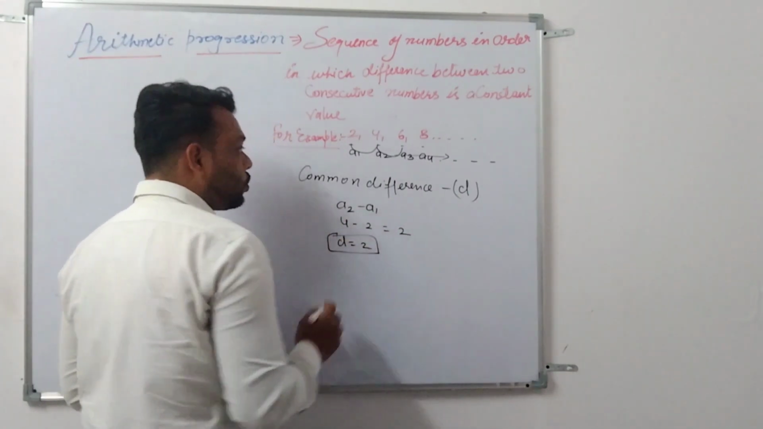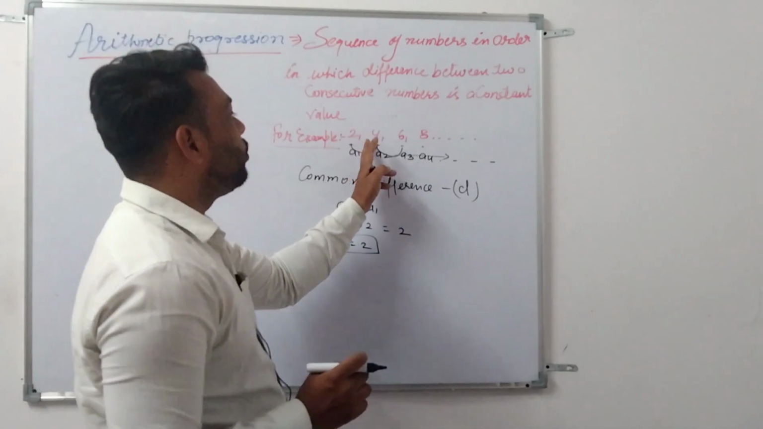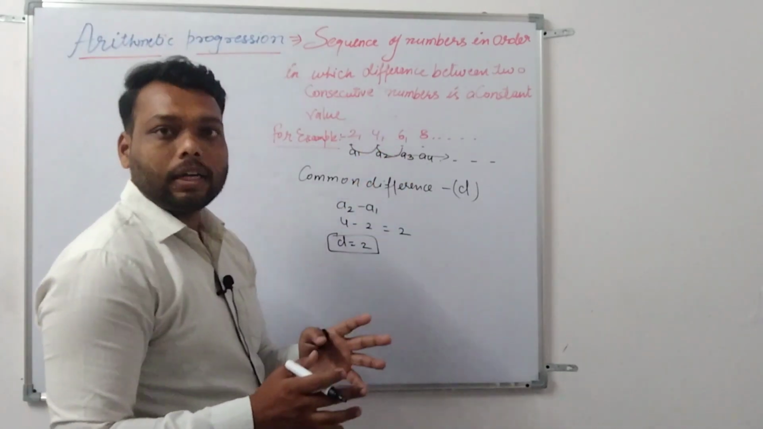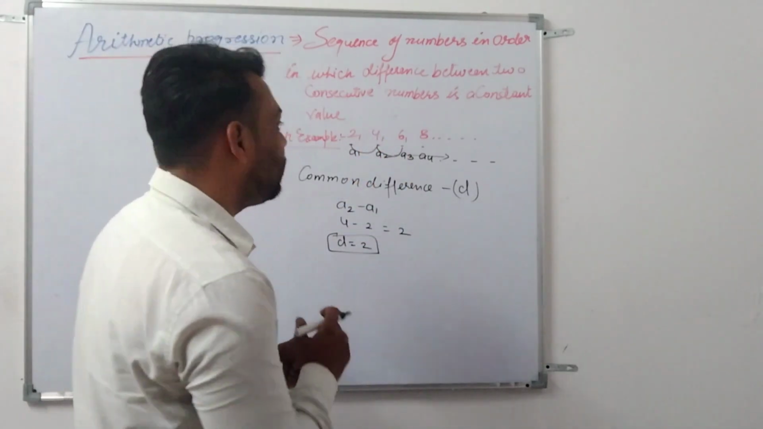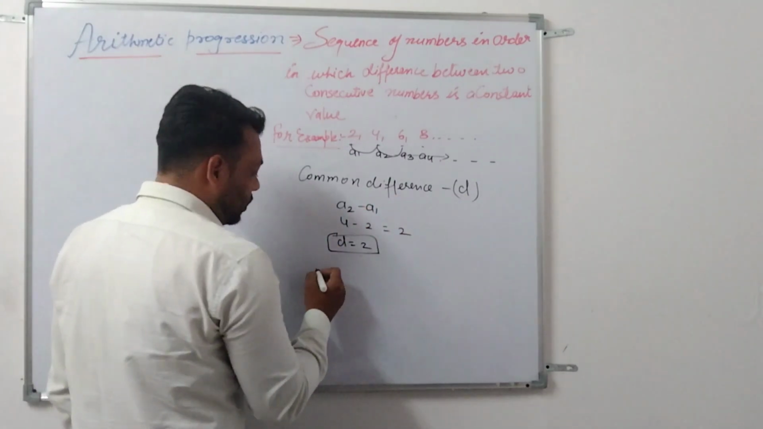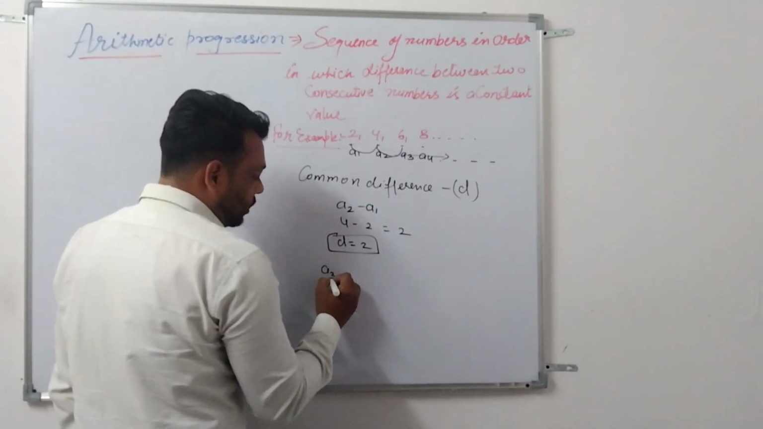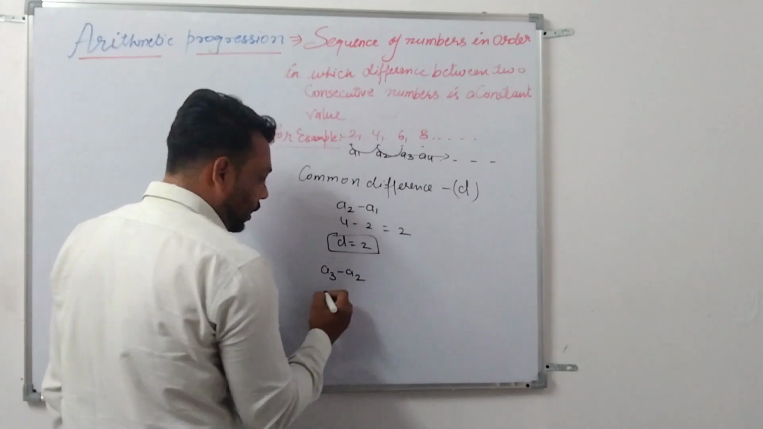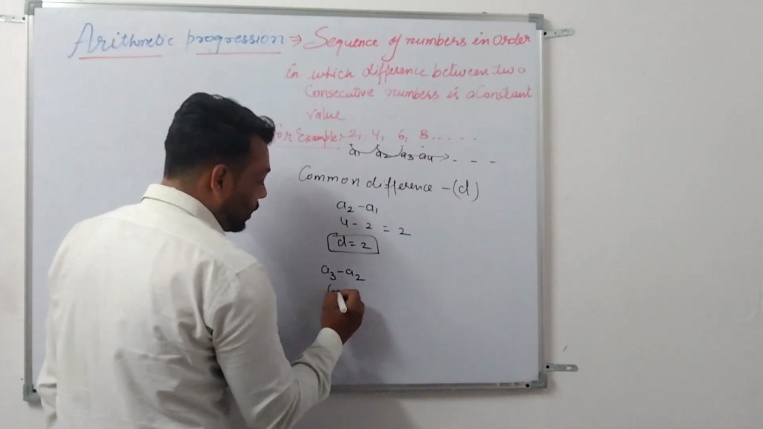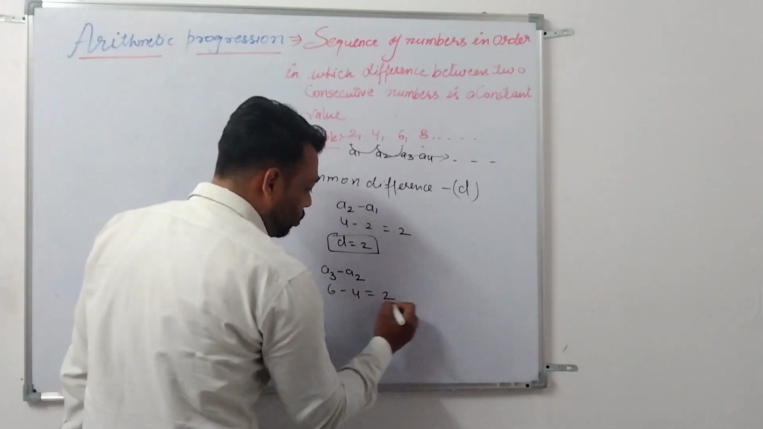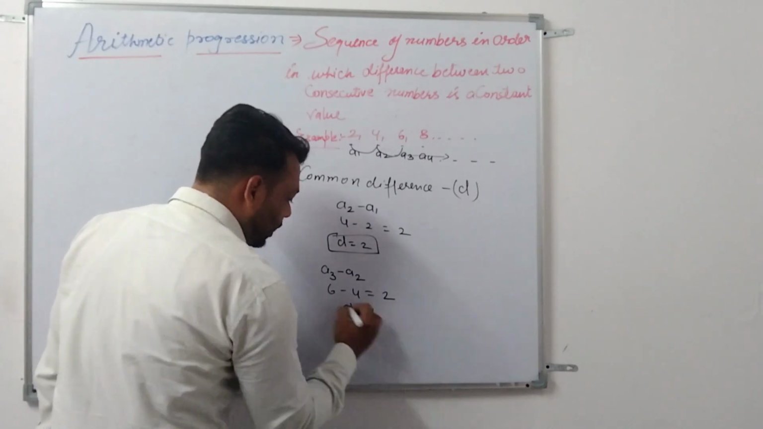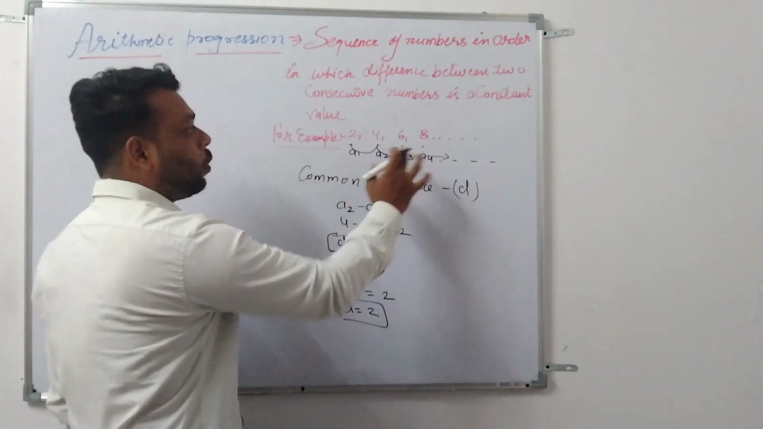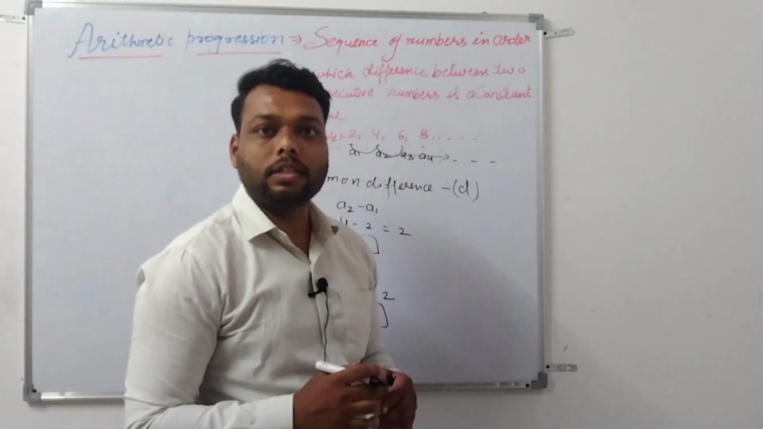We have found it. Now let us check that the differences are equal, that is, the common difference is equal across the whole interval. If we find A3 minus A2, that will be 6 minus 4 is equal to 2. The common difference in the whole AP is the same.